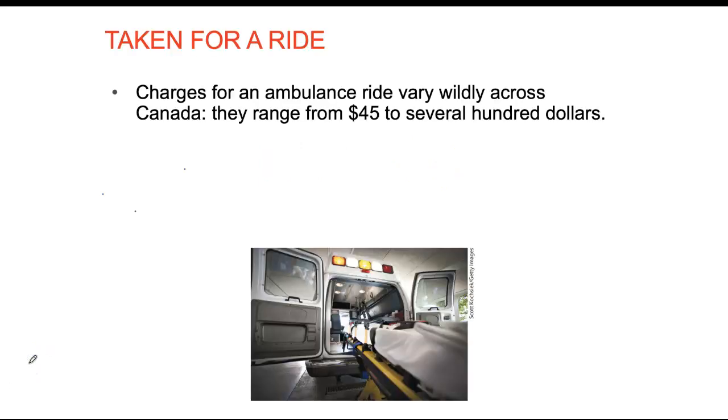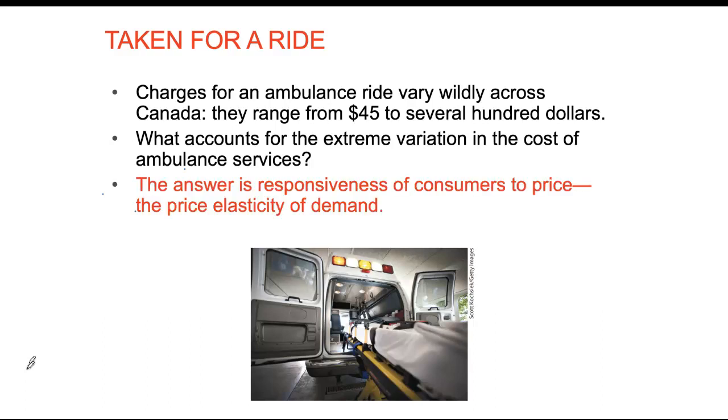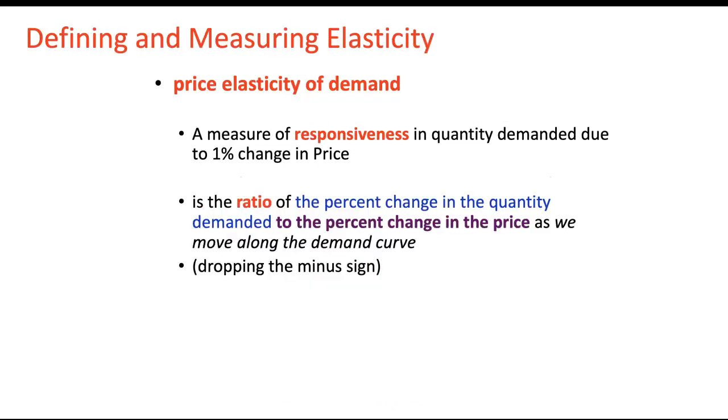In order to see that, let's look at an example. You'll observe that the cost of an ambulance ride varies widely across Canada. It could be anywhere from $45 to several $100s. So you should be asking yourself, what accounts for this extreme variation? Why are some people paying a lot less than other people for the exact same service? Now, the answer lies in the responsiveness of consumers to price, or what we call the price elasticity of demand.